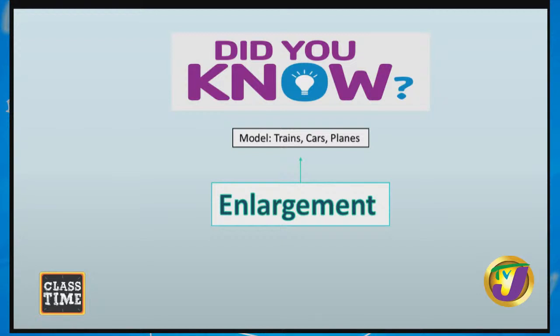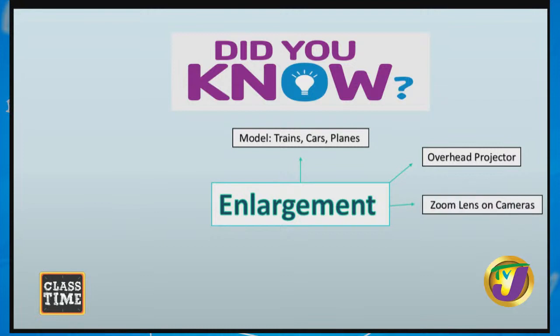Yes. So the overhead projector allows us to, as we're doing now, present a small image from our computer screen, because everybody would not be able to see the computer screen. So we use our overhead projector to project the image so everybody can see. That's also an enlargement. We also have the zoom lens on our cameras, and we all have access to cameras on our cell phones, right? The movie projector would do something similar to the overhead projector.